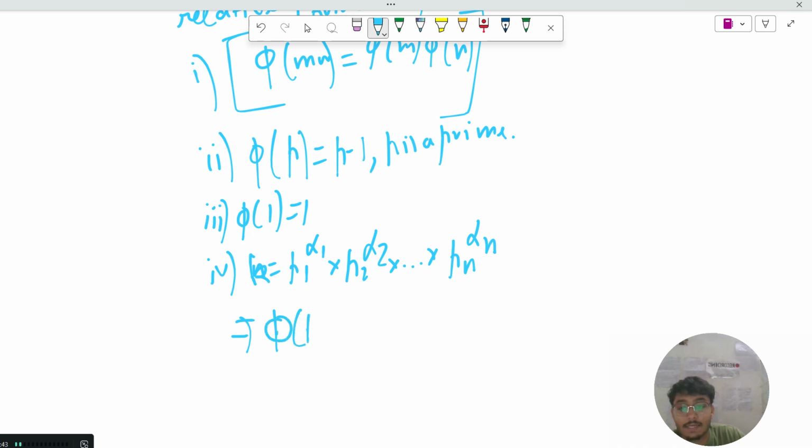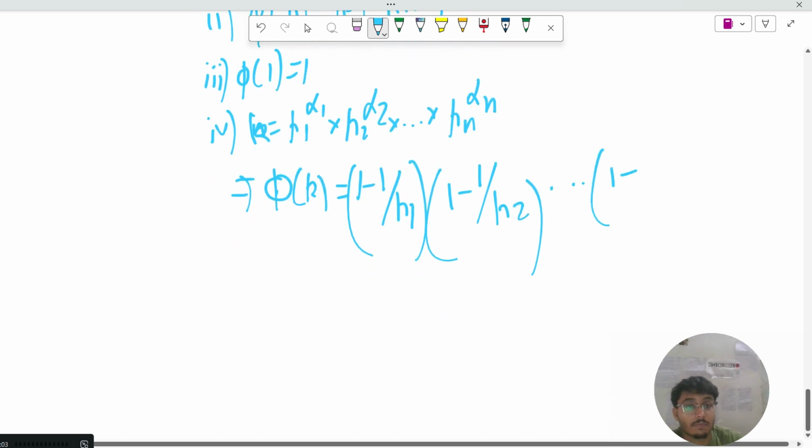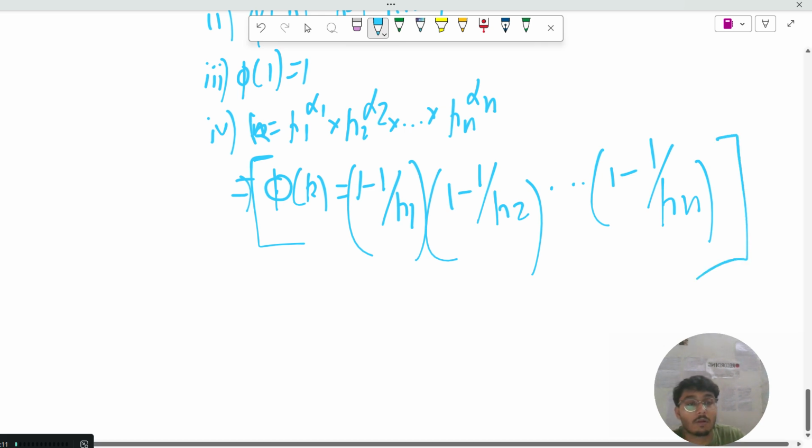my phi of k, that is the number of integers less than or equal to k and co-prime to k, is basically k into (1 minus 1 by p1) into (1 minus 1 by p2) dot dot up till (1 minus 1 by pn). So this is what finds the number of numbers less than or equal to n and co-prime to n, where n is a composite or a prime which can be written as a product of two or more primes.